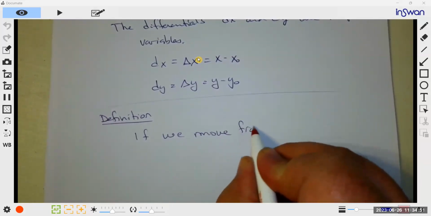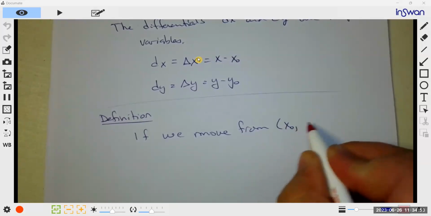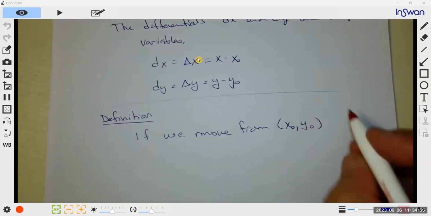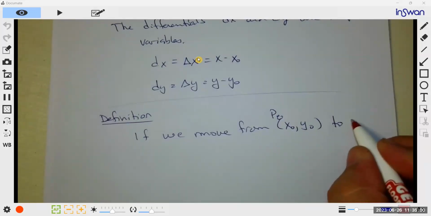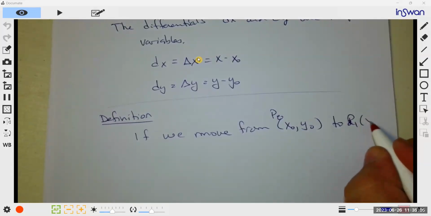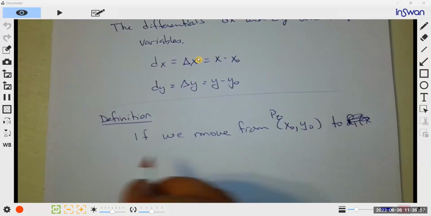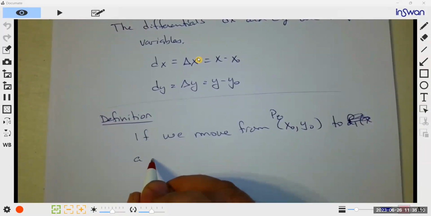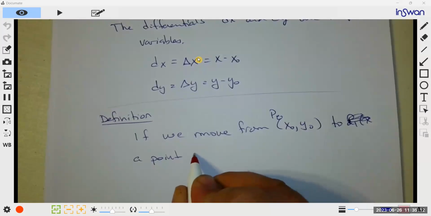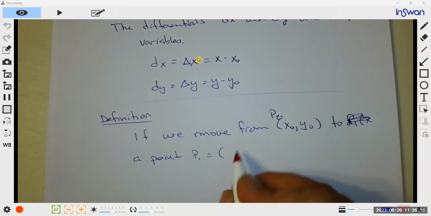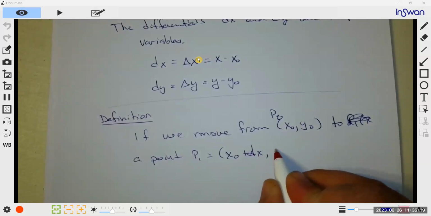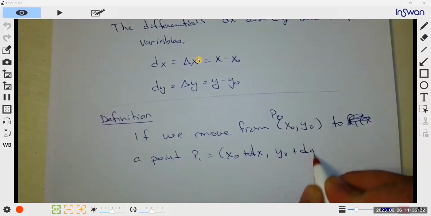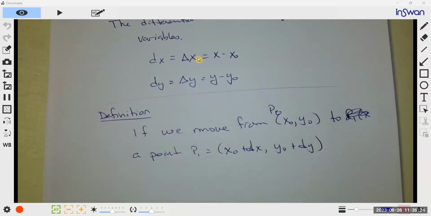If we move from our initial point, x sub 0, y sub 0, we'll call that point 0, to a point, let's call it p sub 1, which is at x sub 0 plus delta x, y sub 0 plus delta y.